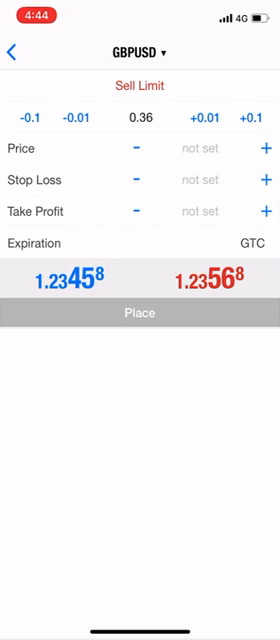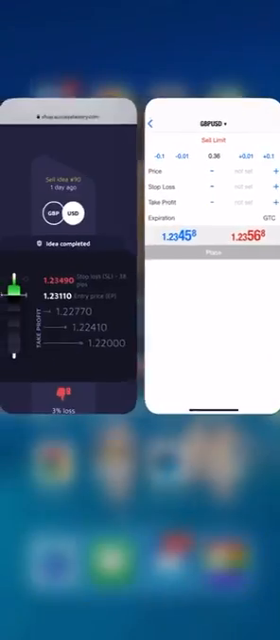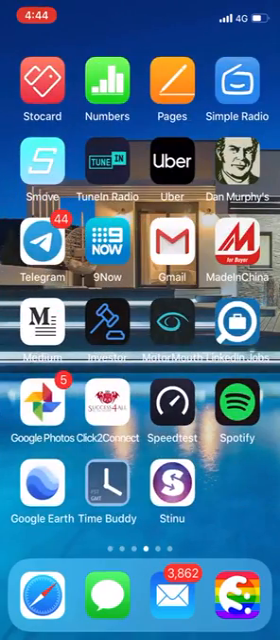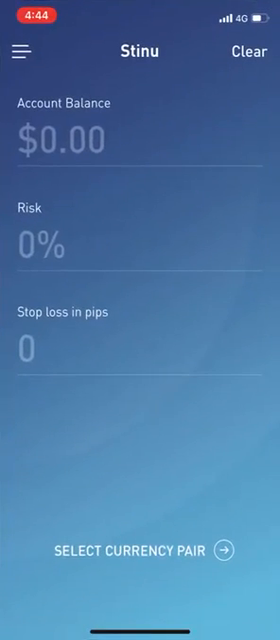Right now it says 0.36. Now this is the only number that we have to calculate. And to do that we are going to open another app, which is the Stinu app. You can see it here on the bottom right corner with the S, Stinu. Now, this is an app that allows you to calculate your position size.